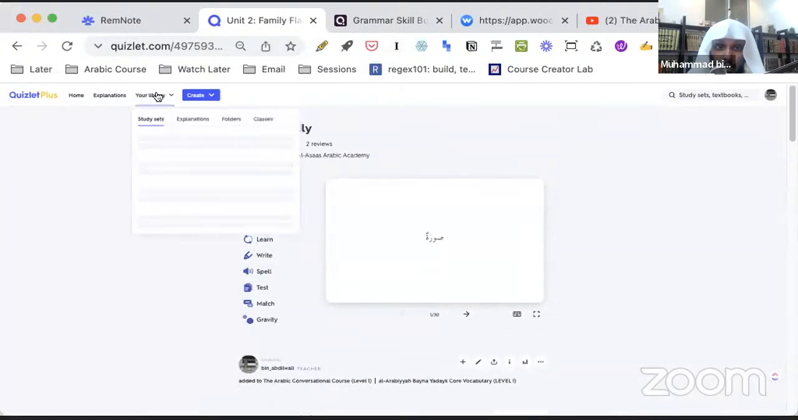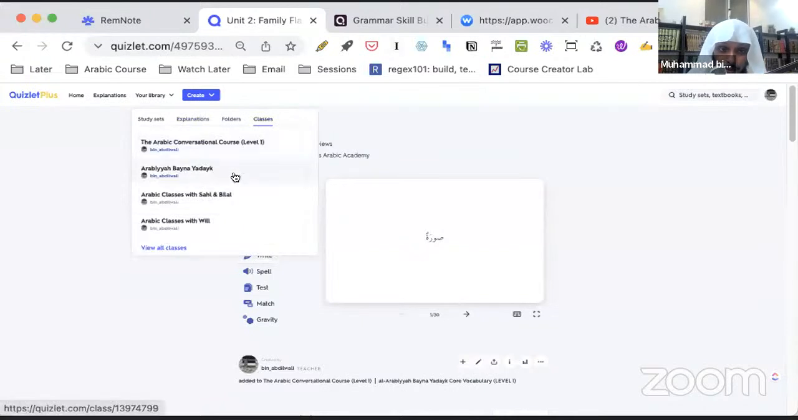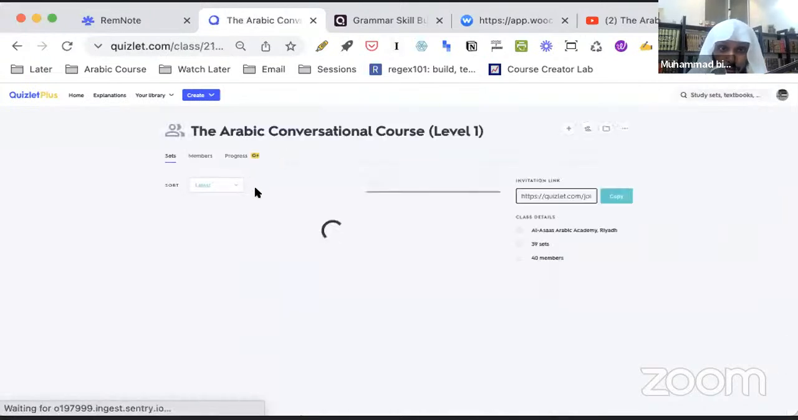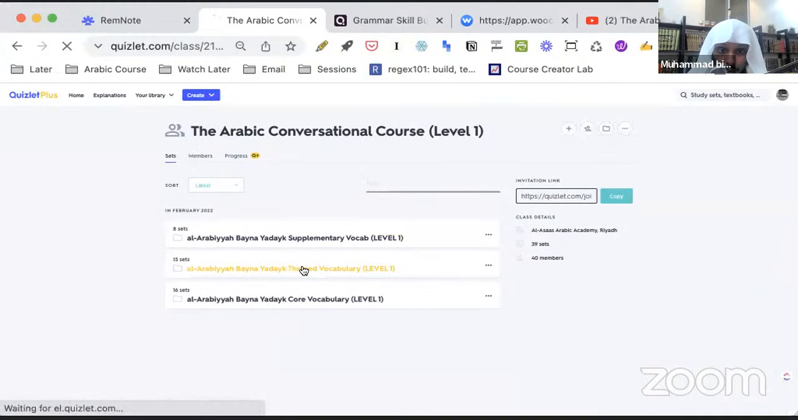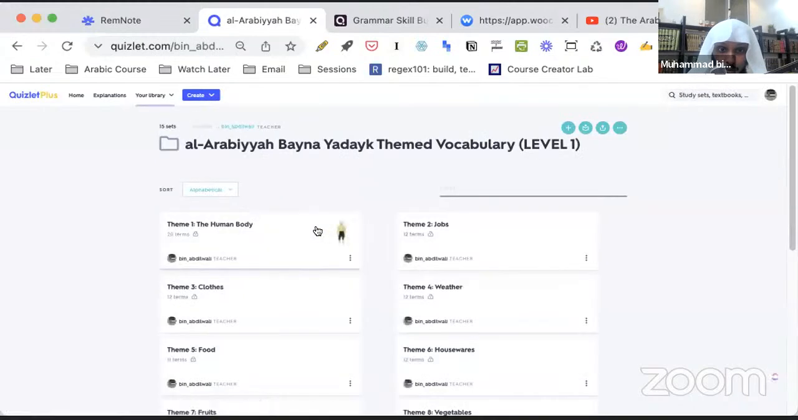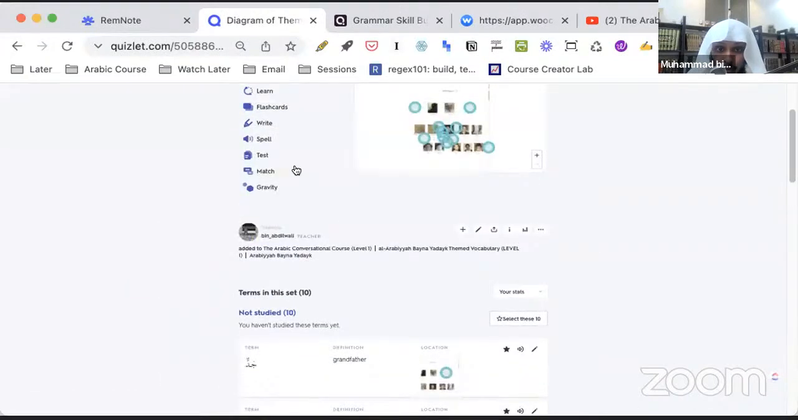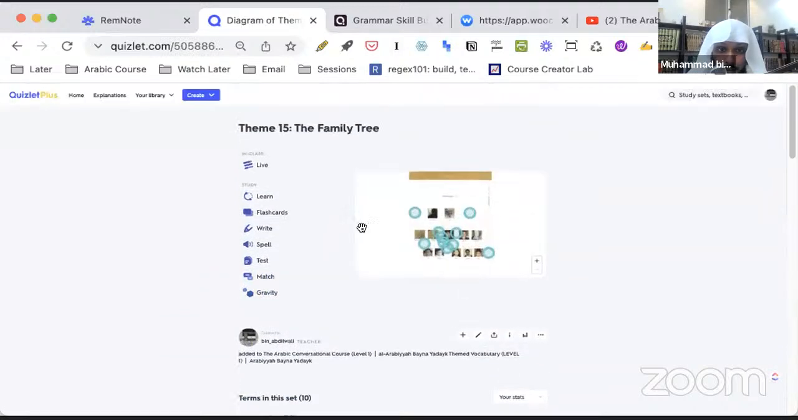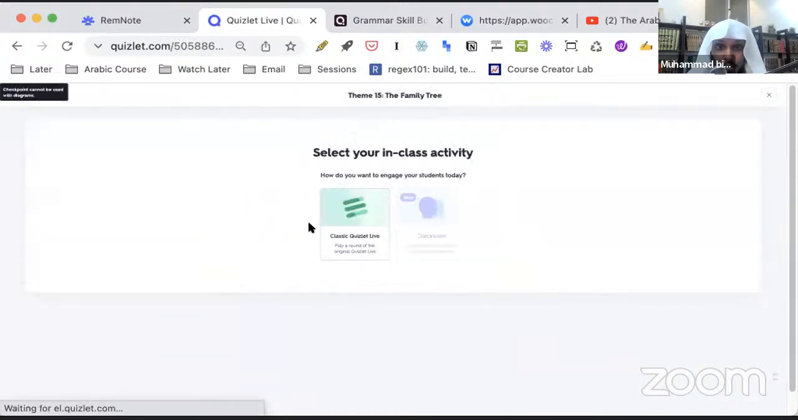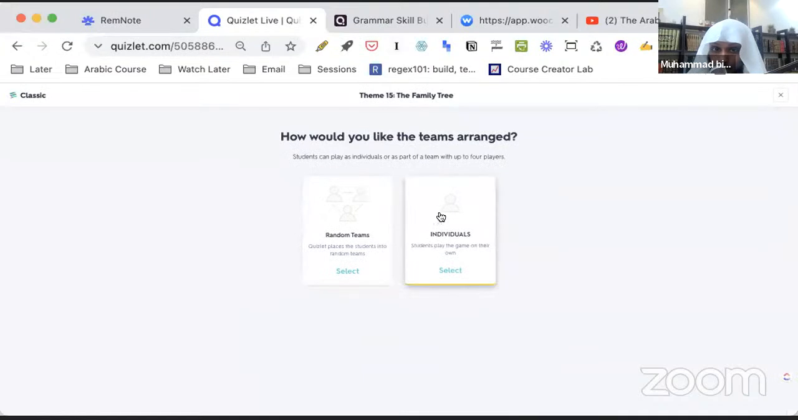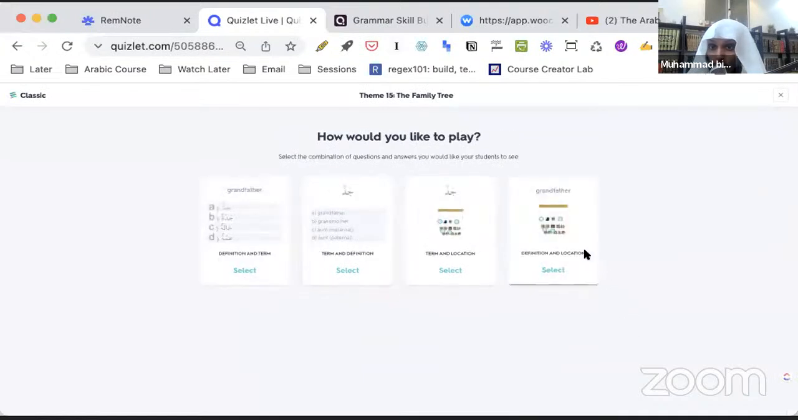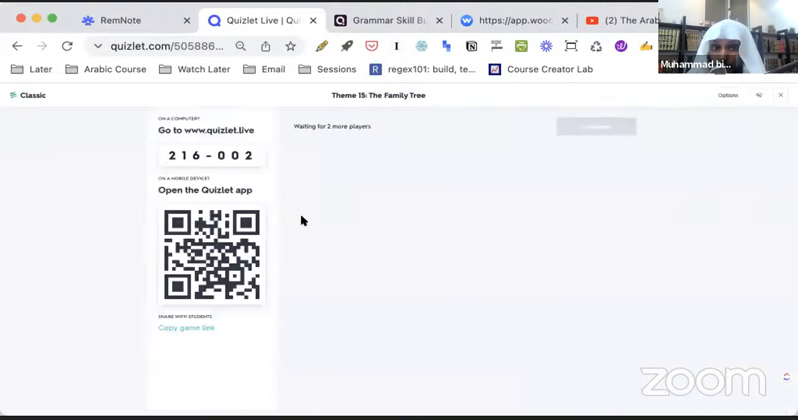And this is going to be on the themed vocabulary, okay? And we're going to do the one called the family tree. Basically, you're going to find an Arabic word and you have to find where it is on the picture. Okay, I'm gonna send the game link again.